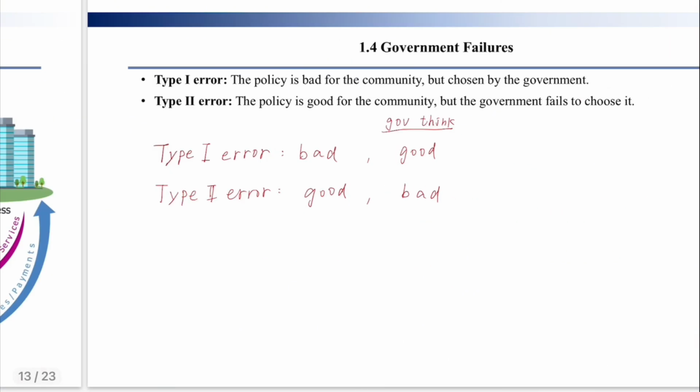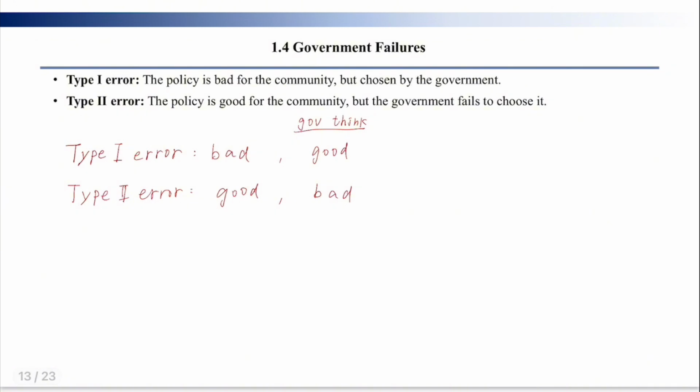Okay, let's turn to the next part, the two types of government failures. The first type, type 1 error, is when the policy is bad for the community but chosen by the government. This is type 1 error. It is bad, but the government thinks it's good. The type 2 error is when the policy is good for the community, but the government fails to choose it. It means the policy is good, but the government thinks it's bad.